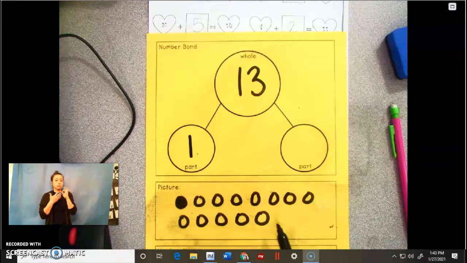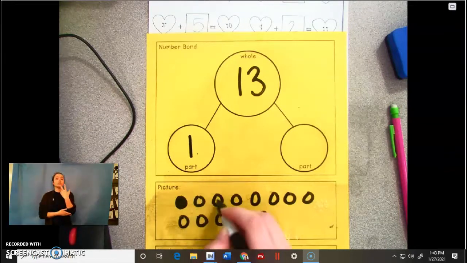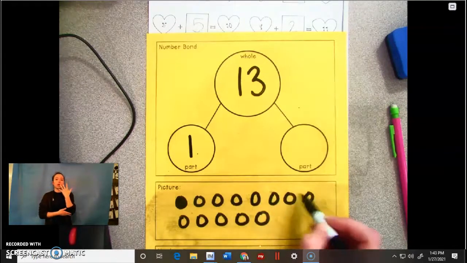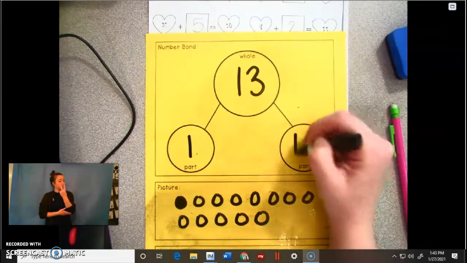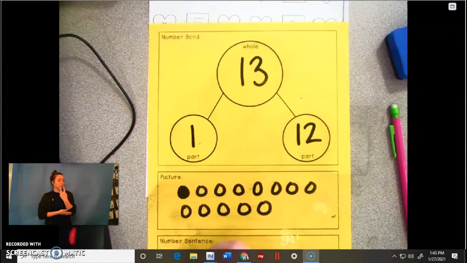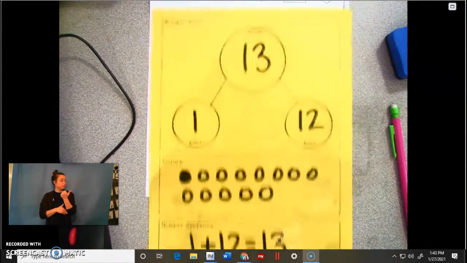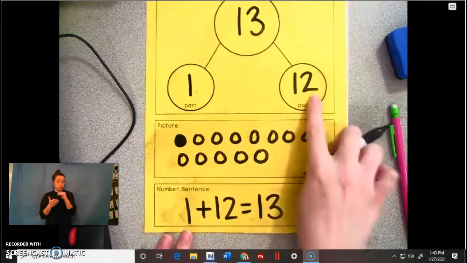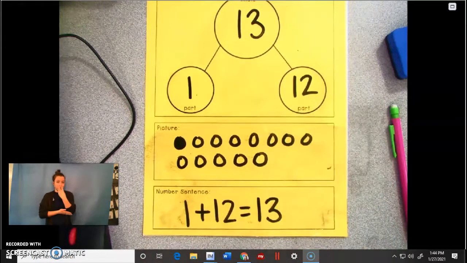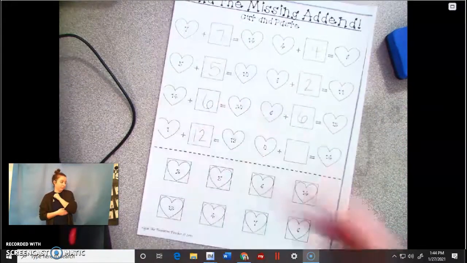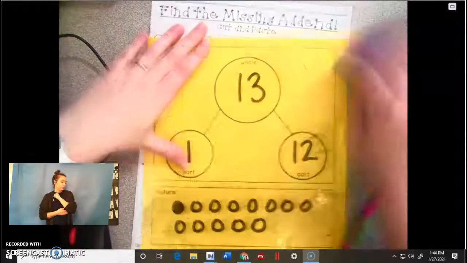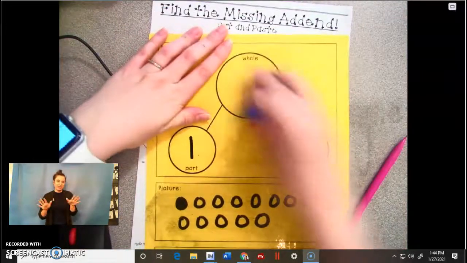Now I'm going to count how many are left. Ready? 1, 2, 3, 4, 5, 6, 7, 8, 9, 10, 11, 12. So my other part is 12. So 1 plus 12 more equals 13. So I'm going to write 12 as my part that's missing. All right, one more and we will be done with this page too, friends.